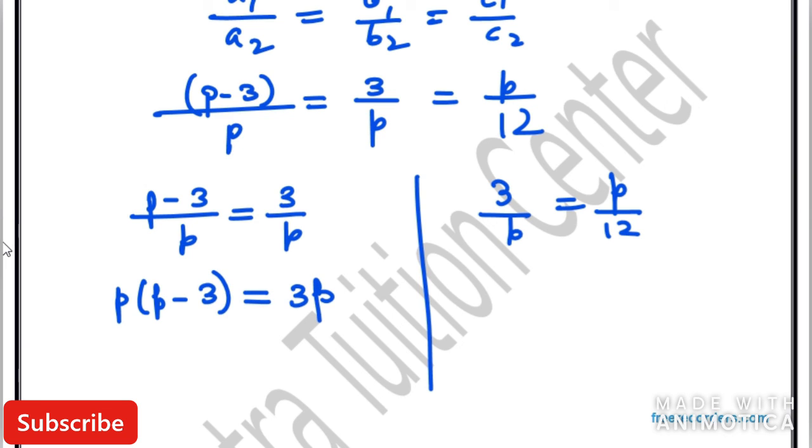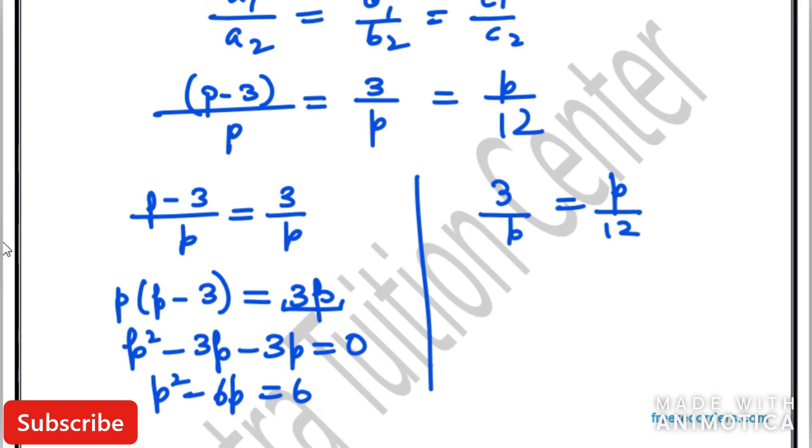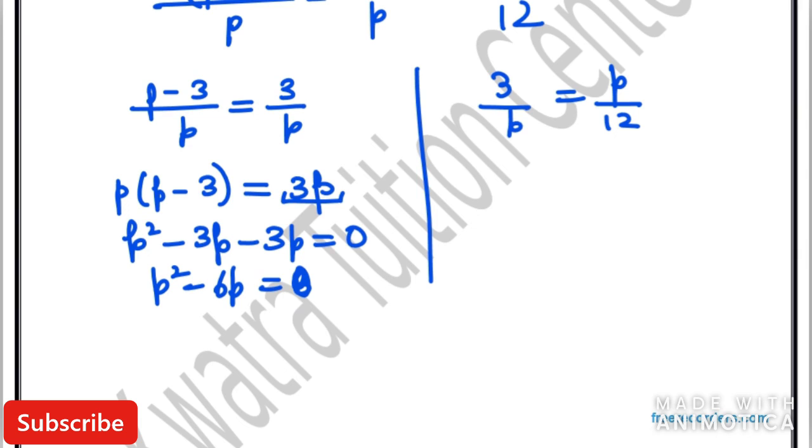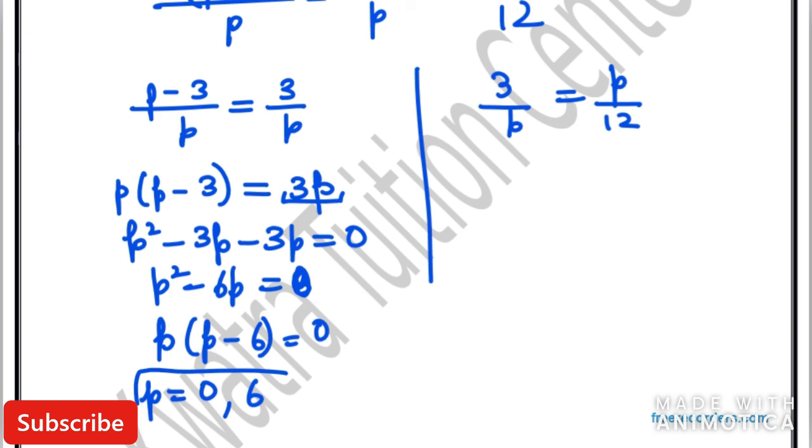Using cross multiplication, we have p minus 3 on the left hand side, and on the right hand side we have 3p. So it is p square minus 3p. Then you have to bring 3p from the right hand side to the left hand side, so it will be minus 3p equals 0. This gives us p square minus 6p equals 0. Now we have to take p common from here. So p, then in bracket p minus 6 equals 0. Therefore we come to the conclusion that p can be 0 or it could be 6.